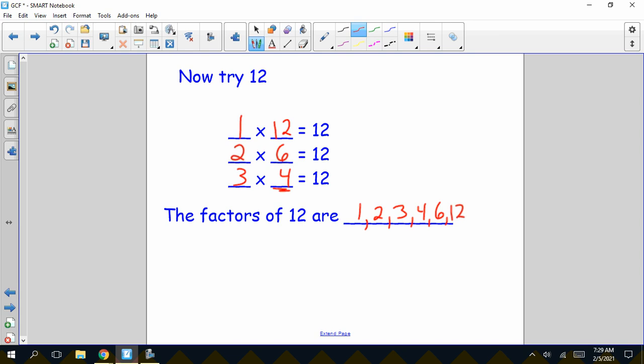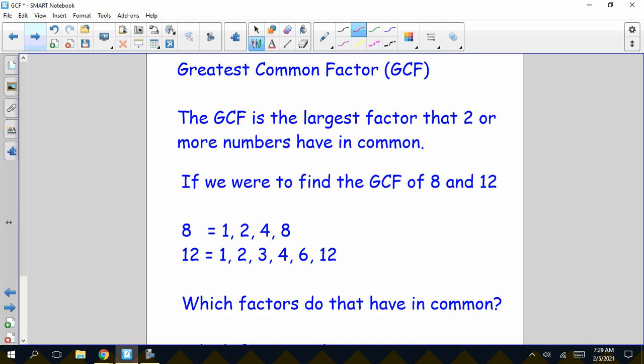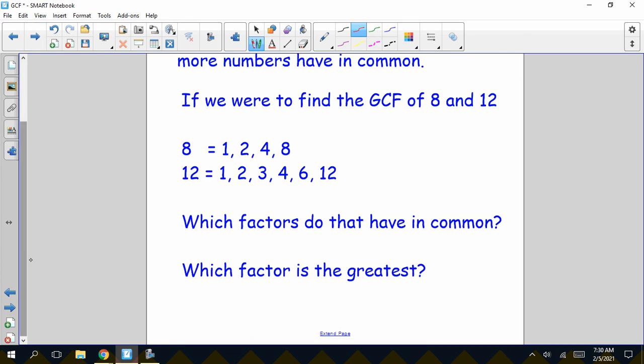Now, once we have those two lists, we're looking for the greatest common factor. So the GCF is the largest factor that two or more numbers have in common. So if we go back to our list for 8 and 12, 8 has 1, 2, 4, and 8. And 12 has 1, 2, 3, 4, 6, and 12. So the factors that they have in common are 1, 2, and 4. But this time, we're looking for the greatest factor that they have in common. So we're looking for the biggest number that is in both lists. That would be 4. So the greatest common factor, or the GCF, of 8 and 12 would be 4.